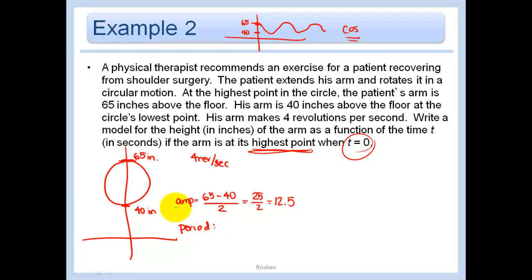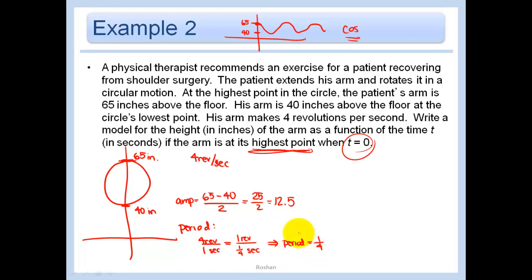Okay, remember the period means how long does it take to complete one cycle? Well, what do we know? Well, we know that we go 4 revolutions per 1 second. But a period is just one cycle, not 4 cycles. 4 revolutions would be 4 cycles. So that means that I go 1 revolution in 1/4 of a second, right? Because I divided by 4 on the top, so I divide by 4 on the bottom, and that's fine. So that tells us that our period is simply 1/4. Again, how long does it take to go 1 revolution or 1 cycle? 1/4.